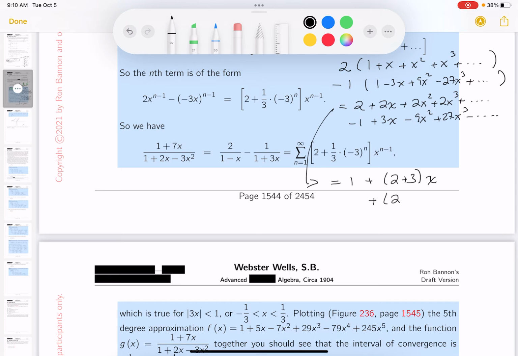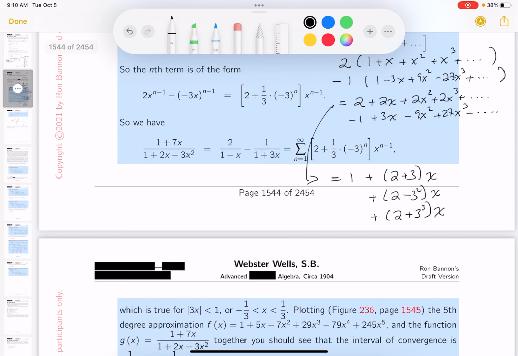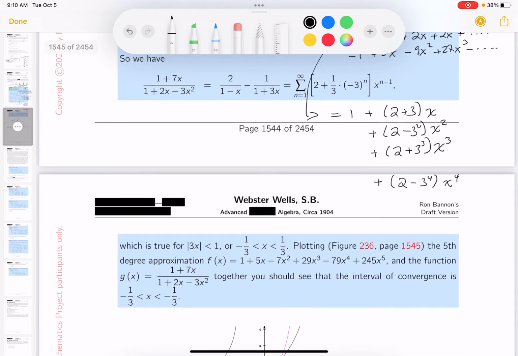What's it going to be? 2 minus, well, I could write down 9, but I'm going to put down 3 squared because I want to see the pattern. Right? What's the next one going to be? Plus 2. It's always a 2, by the way. And then plus 3 cubed, x cubed. I'm sorry, this is squares and cubes. I'm sorry about that. I think I could write the next one down. I know there's a 2 there, and it looks like minus 3 to the 4th, x to the 4th. I could do this forever, all right?